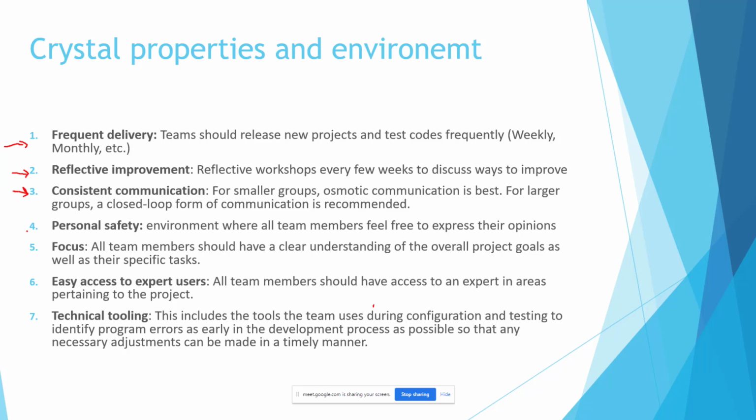Consistent communication. For a smaller group, osmotic communication is the best. Osmotic means that the team will be physically present in the same room, and they will all talk to each other. For a larger group, a closed loop form of communication is recommended. Closed loop means that once a communication is received, the receiver will repeat it and make sure that he has understood the message well. Then the other side will confirm. That way, the communication is not confusing.